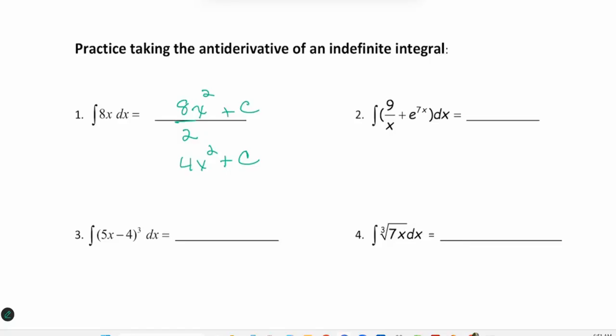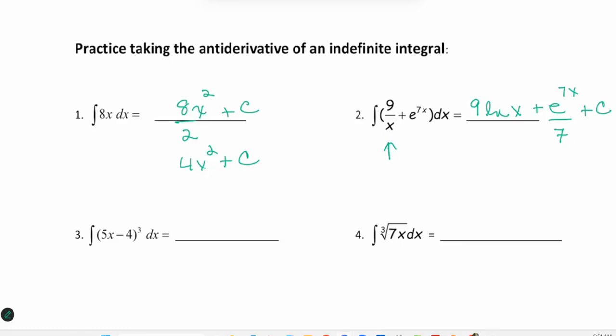I have a natural log scenario. So that's going to be the constant times the natural log of x plus, oh, here's the easy one. Write e to the 7x, just like you see, divide by 7, and now I'm going to add c.